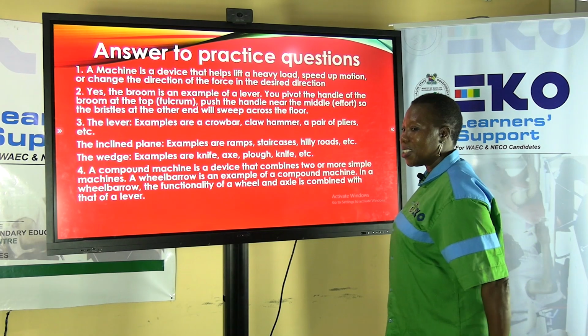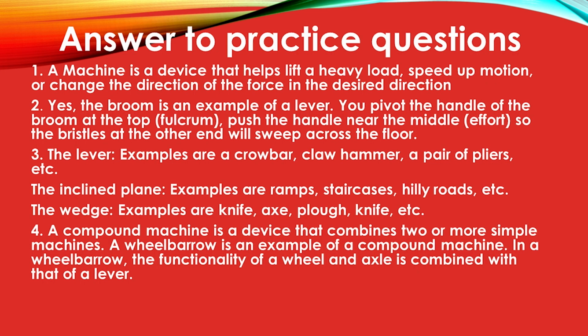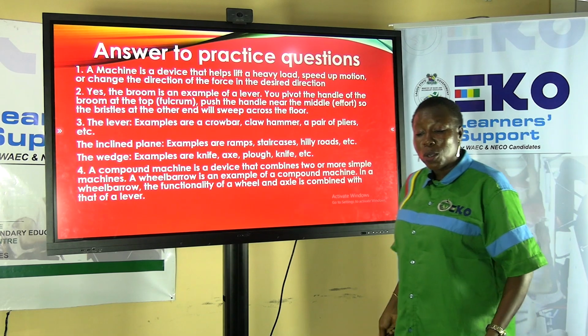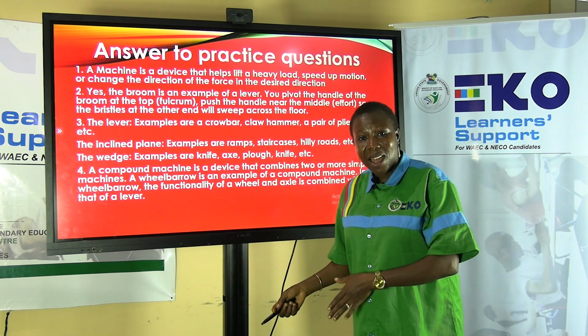Is a broom a machine? Yes. The broom is an example of a lever. The pivot, which is the fulcrum, is the handle of the broom at the top. You push the handle near the middle, which is the effort, by the time you hold it like this. So the bristles at the other end will sweep across the floor. So a broom is an example of what? A machine. If you have a broom, you want to sweep this area and pick up the dirt, one does it faster and neater.